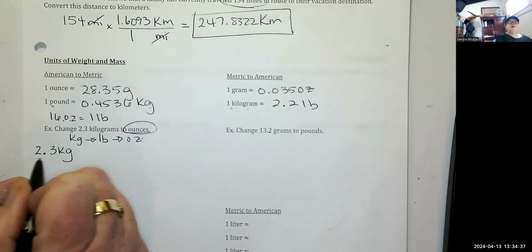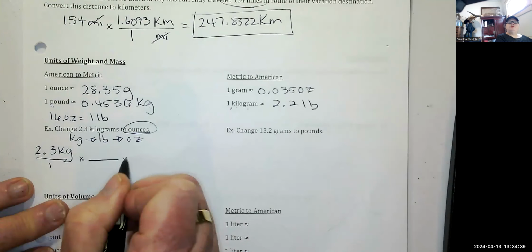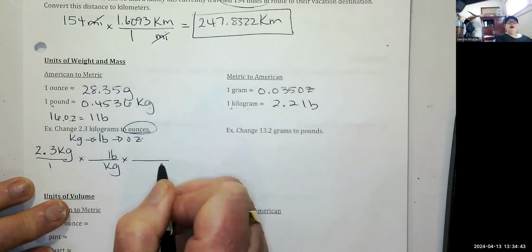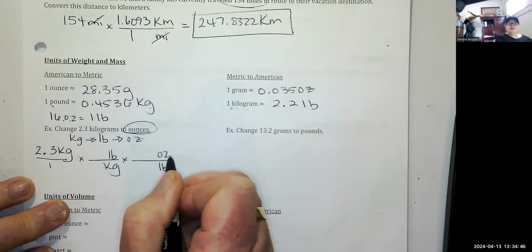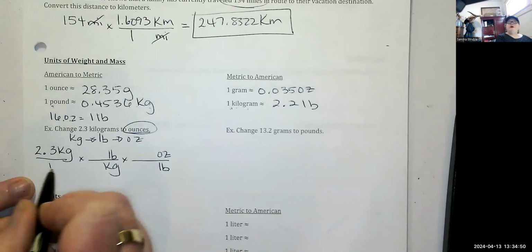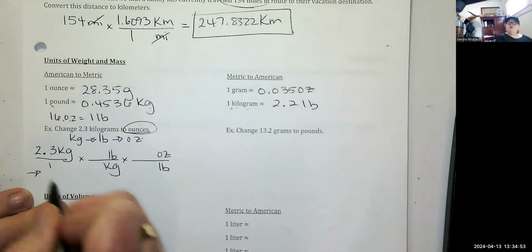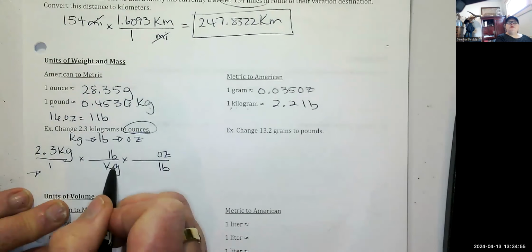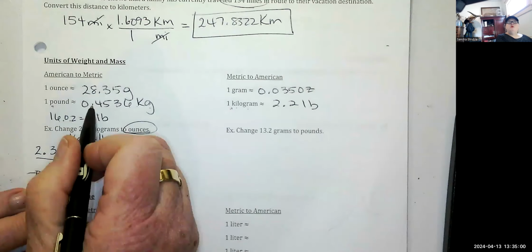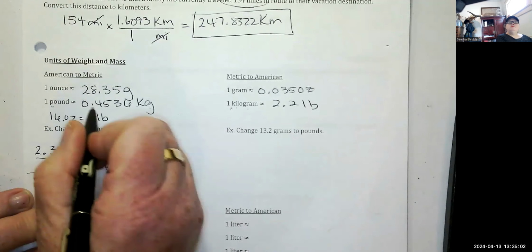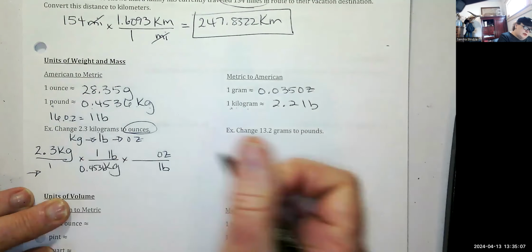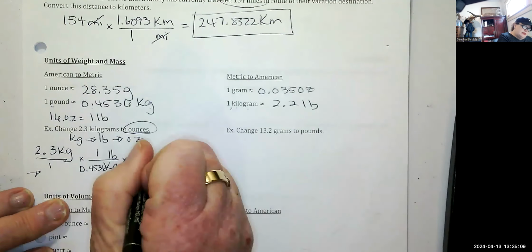So we're going to start with kilograms, but it's over 1. I'm going to have to do 2 conversions. So kilograms to pounds, and then from pounds to ounces. Remember, they have to be opposite numerator and denominator to cancel each other out when you're multiplying from left to right. Ounces and kilograms, what do we have? 1 pound is 0.4536 kilograms. And then we have 16 ounces is 1 pound.